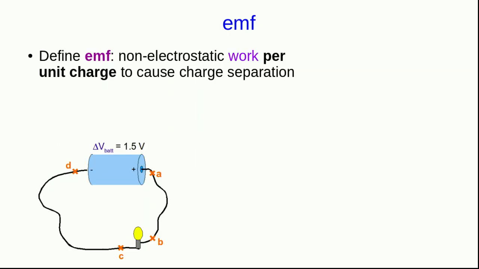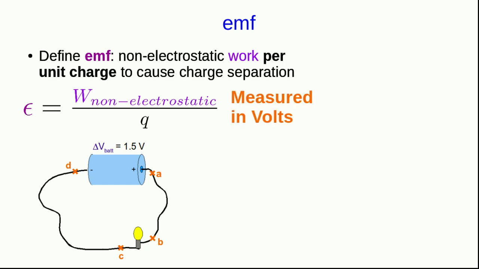Notice that the work per unit charge done by the battery is not quite the same as a potential difference, because we defined potential difference as the negative of the electrostatic work per unit charge. So we need to give this one another name. We call it EMF. EMF actually stands for something, but I'm not going to tell you what it stands for yet, because what it stands for tends to lead to misunderstanding. In any case, it's the non-electrostatic work per unit charge to bring about a charge separation. And notice that it's measured in volts, because it's again joules per coulomb, just like a potential difference.